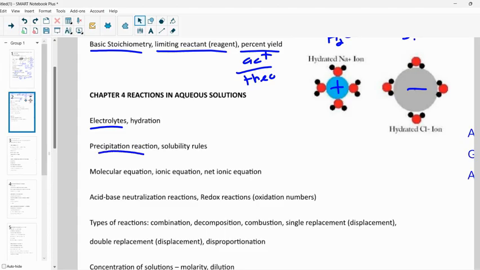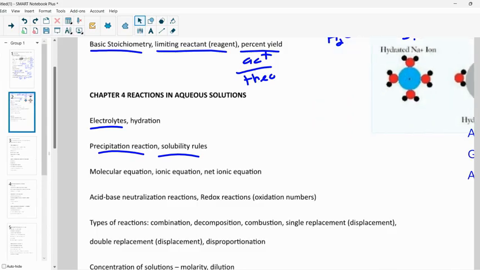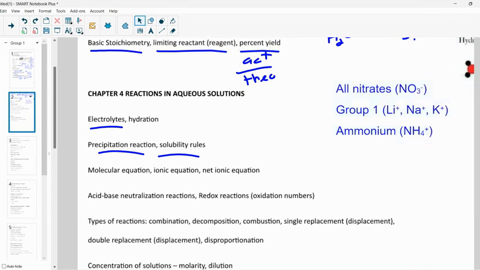Precipitation reactions and solubility rules. What were the solubility rules we needed to know? All nitrates are soluble. All group 1 metals, usually we're just talking about lithium, sodium, and potassium, and all ammonium compounds are too. There are a couple other ones in there, all acetates, all chlorates. These are the ones that commonly show up.